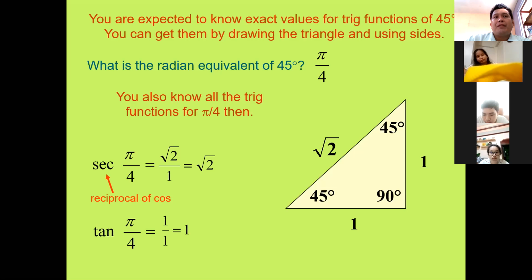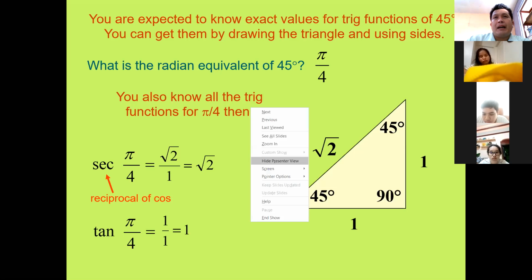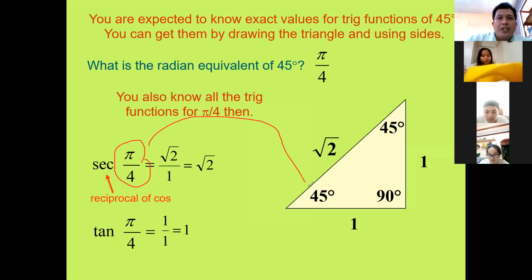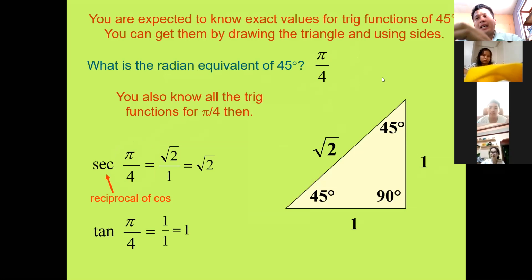The value pi over 4 that is present in the frame is simply the conversion in radian measure of 45 degrees. That is the radian equivalent of 45 degrees, with the property again of a 45, 45, 90 degrees triangle as 1, 1, square root of 2.